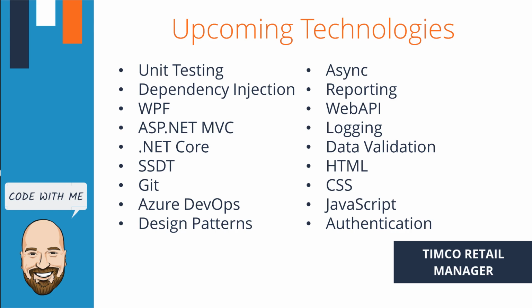Async. So there's a lot of stuff in here that's going to need to be asynchronous in order to keep our application performant. How we do that, we'll have to figure out. What we do with that, we'll figure out. But async will definitely be a part of this whole application. Reporting. You can't really have an application that deals with retail management without having some type of reporting system. So we'll incorporate that as well. Web API, that's going to be our control layer, our central layer that everything goes through.